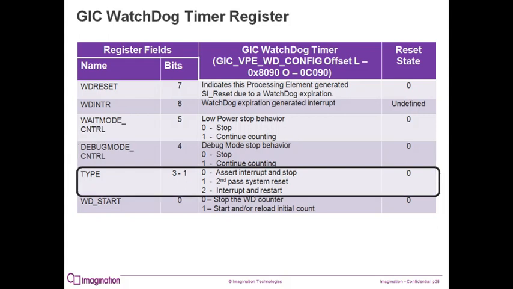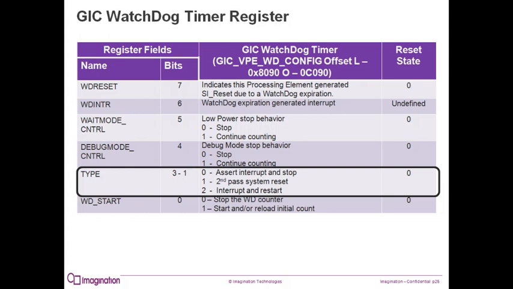The type field determines what happens when the watchdog reaches 0. If the type is set to 0, the processor stops and asserts a watchdog interrupt signal. If it is set to 1, the watchdog will reset to the initial count and start decrementing again. If it reaches 0 on the second try, then it will assert a system-wide reset signal, SI reset. If it is set to 2, it will assert a watchdog interrupt, reload the initial count, and start decrementing again.